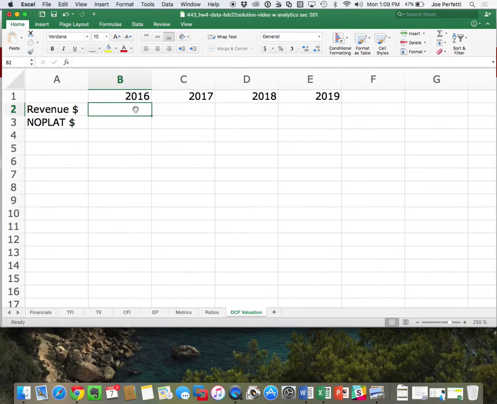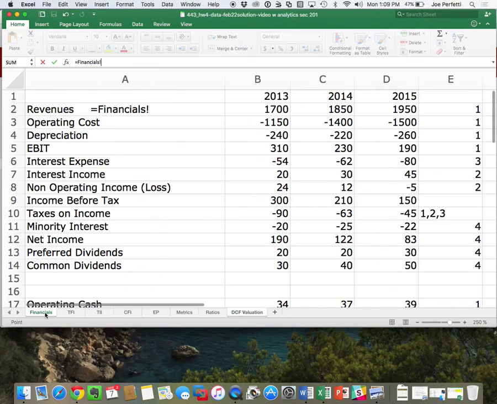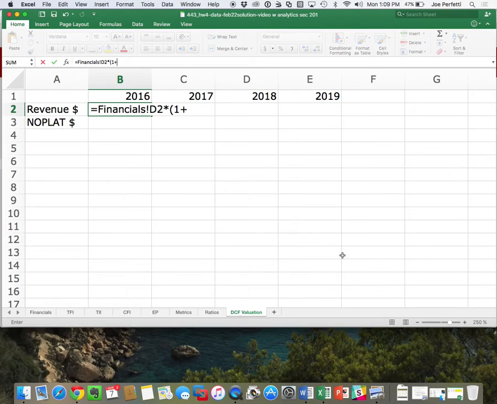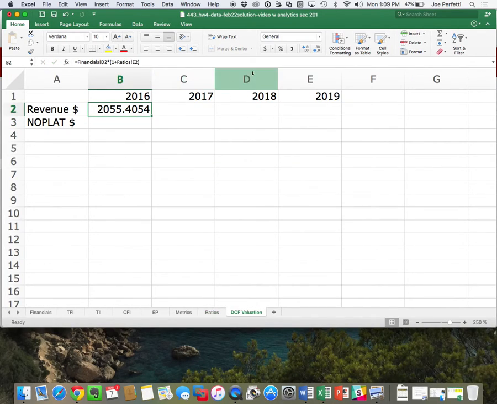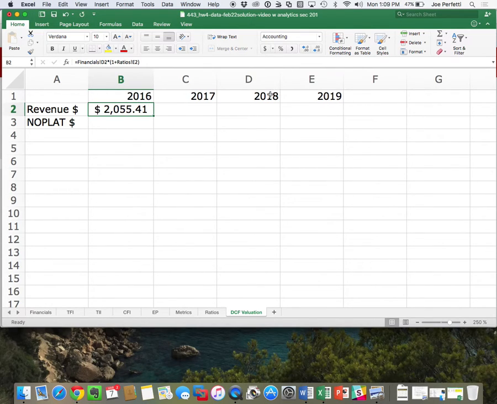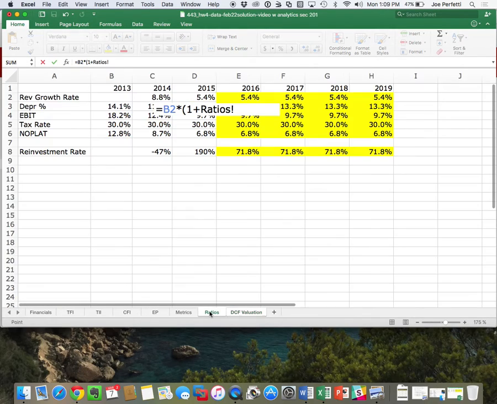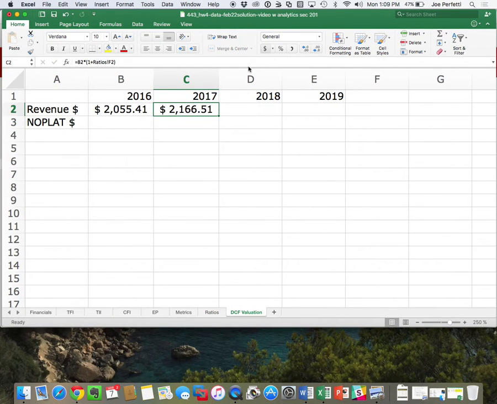Let me try this again, I told you Excel's been a lot of trouble today. All right, so equals 2015 revenue times 1 plus the ratios 2016 revenue growth rate. There we go. All right, so that would be my revenue dollars in 2016. For 2017, equals the previous year times 1 plus, and again, same thing, whatever my revenue growth rate is in 2017, in dollars.